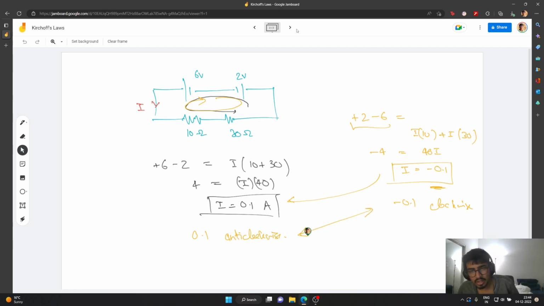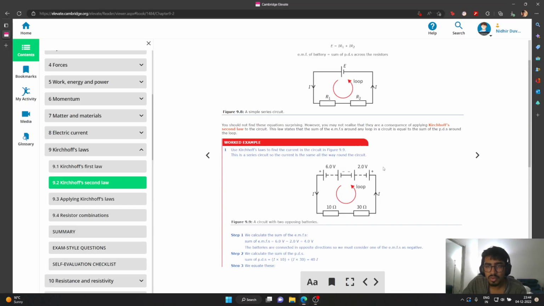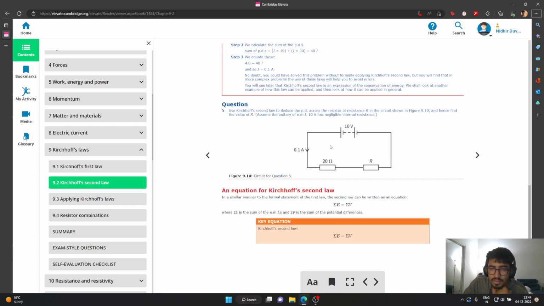So that's the idea. You need to understand when to take positive and when to take negative, because this is very important. So this is a basic example. Let's try to look at a couple more, because that's all you have to do in this chapter, because the concepts are really simple. Okay, so let's look at this now.